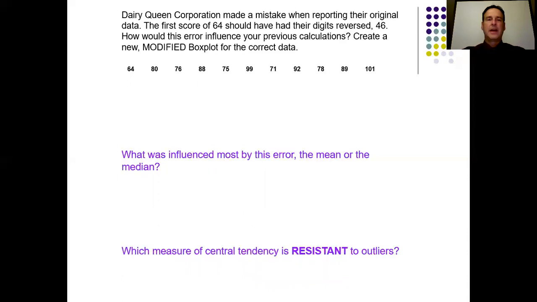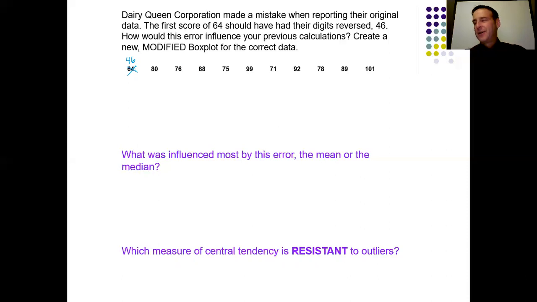Yep, it is. What I'm going to do is look at my data here, and here's what they said. They said, you know what? Dairy Queen made a mistake. They said, this 64 really wasn't a 64. The numbers were reversed. It's actually a 46. It says create a new modified box plot based off our data.